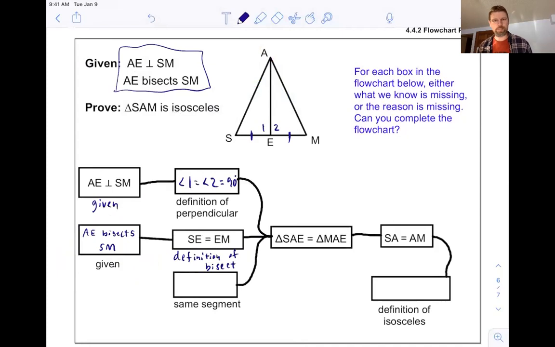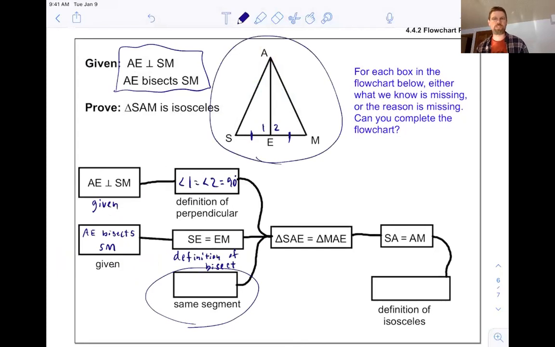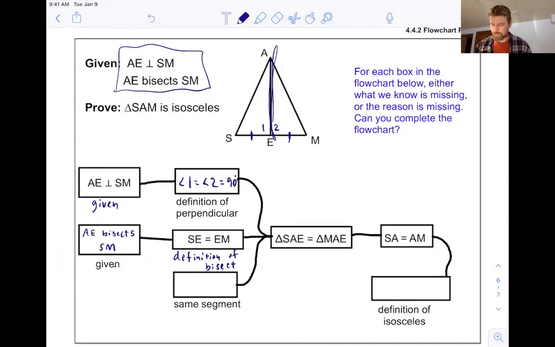All right, let's see what else I've got here. Oh, I've got some reason being a same segment. If I look at my picture, I'm probably going to be trying to make those triangles congruent. Yeah, I can see which segment's going to be the same. It's going to be that one right there, right? So I know AE is equal to AE because it's the same segment. And now I can say the triangles are congruent. And again, underneath, I got to put my reason. So we'll take a look at that picture. How do you know the triangles are congruent?